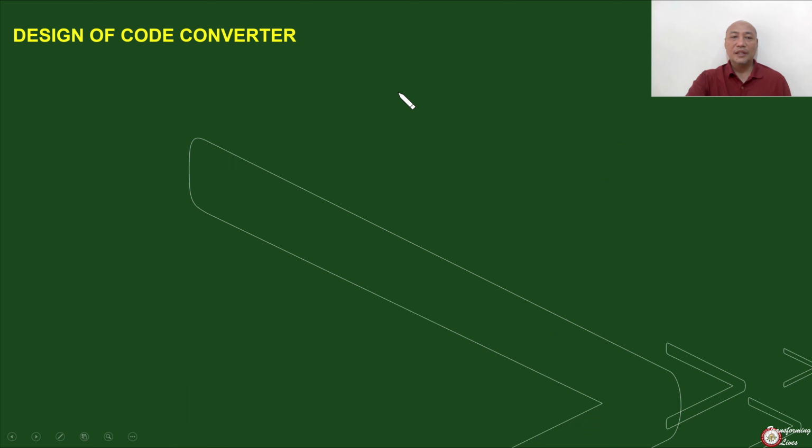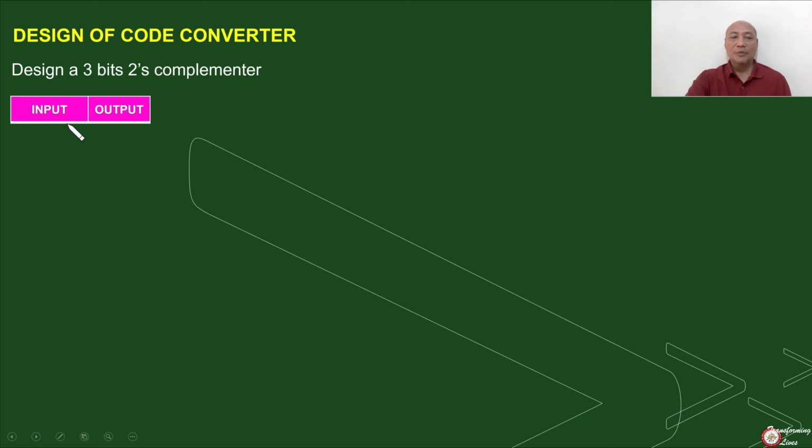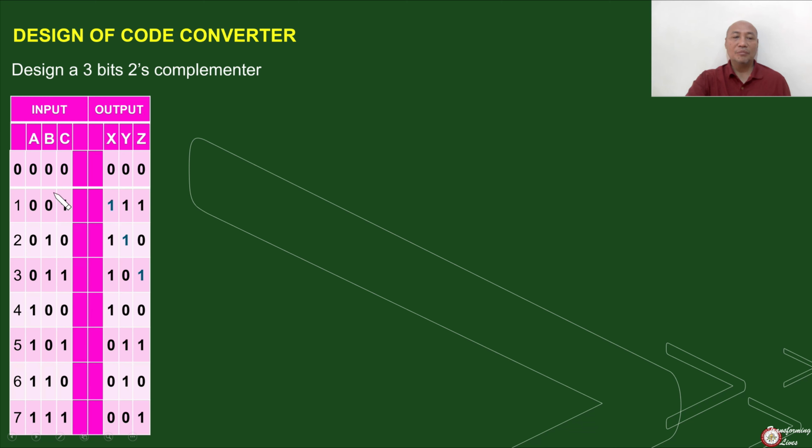Let's deal also with code converters. As an example, let's try to design a 3-bit 2's complementer. We want to get the 2's complement of a 3-bit information. So how many inputs do we need? Definitely we'll be having 3 inputs. How about the output? Since we are getting the complement, then we will also be needing 3 outputs. With 3 inputs, there will be 8 possible combinations.